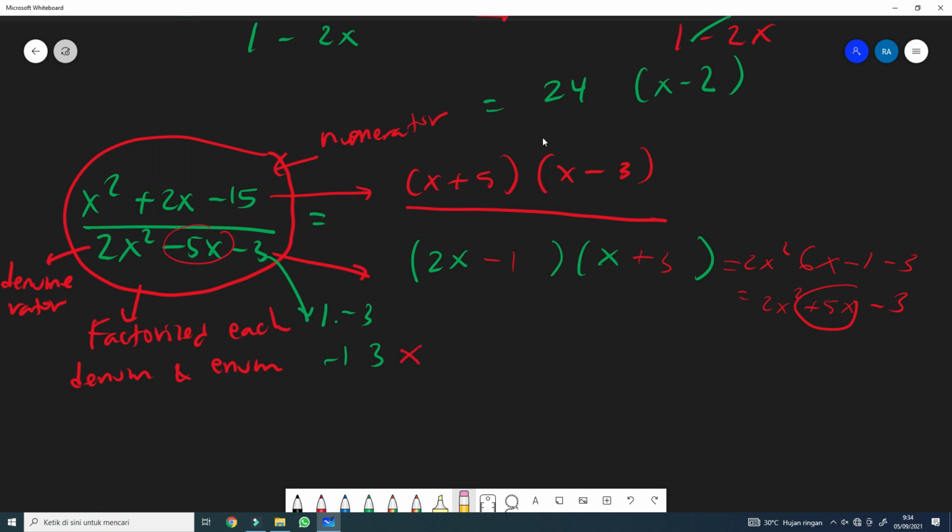This is not the same as our problem. Then we can use another one. So here we can cancel the x minus 3 and get the final result of x plus 5 over 2x plus 1.